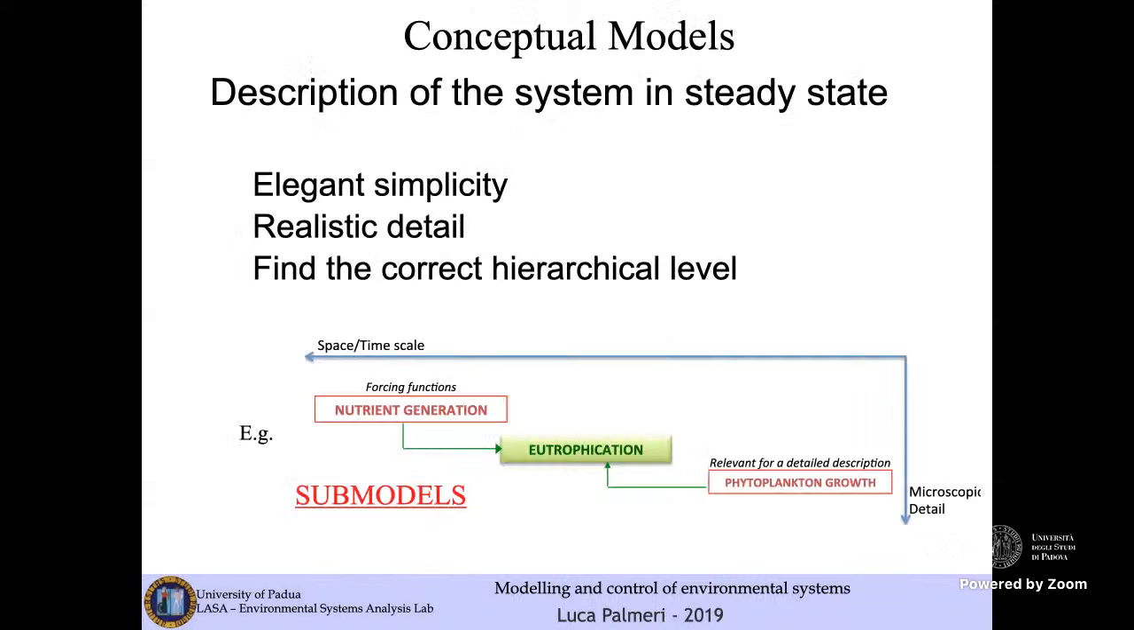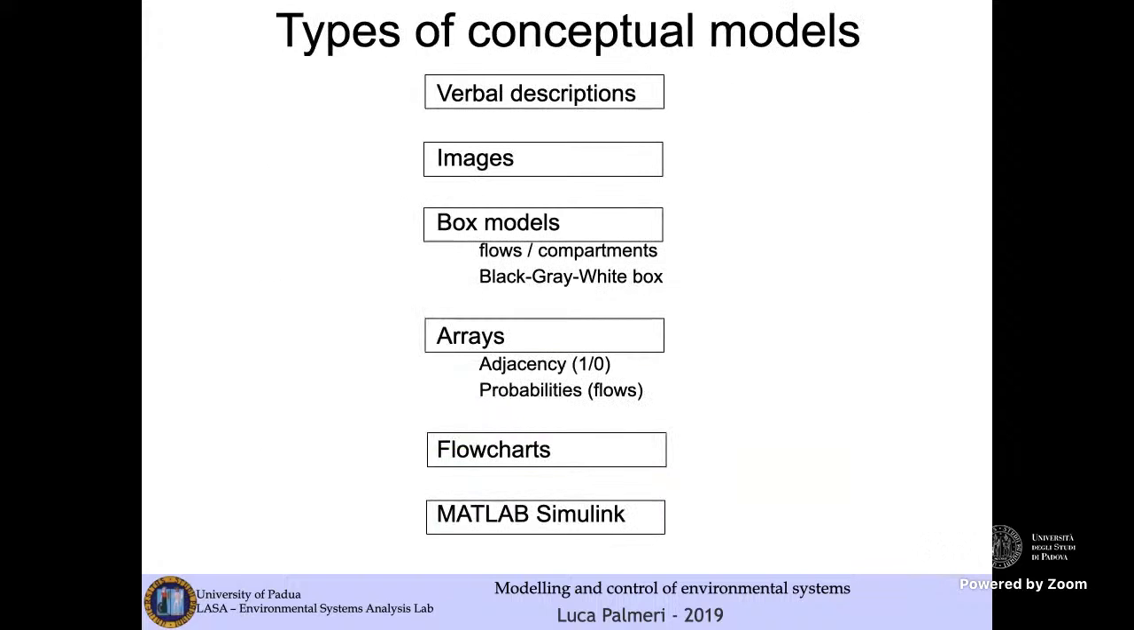How do we make conceptual models? There are several tools for building conceptual models. Classically, we start with verbal descriptions. For example, I have noticed that the ditch near to my field produces a bad smell. How can I understand which are the processes involved in these events? So this is a typical problem of eutrophication.